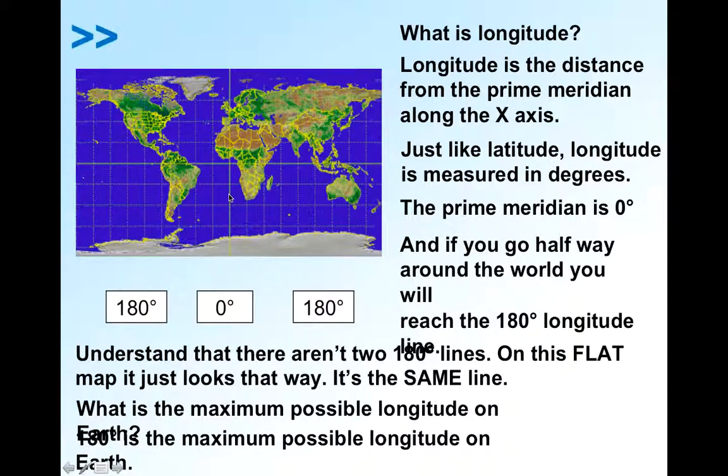Now, the toughest thing for kids is that latitude runs left and right, east and west, but is measured north and south of the equator. Longitude runs north and south, but is measured east and west of the prime meridian. We will be going through this a lot more in class over the next 2 to 3 days, so if you don't get it right now, you will.